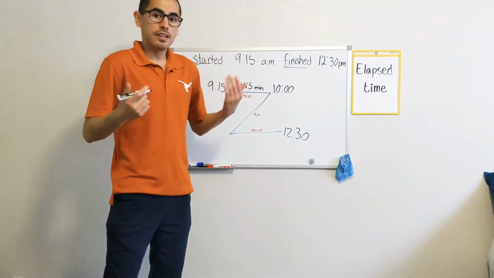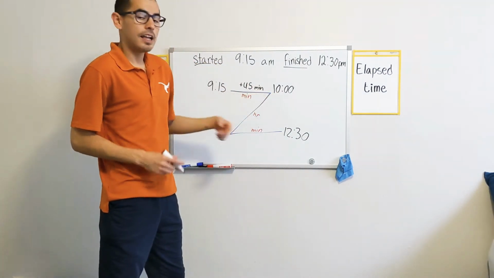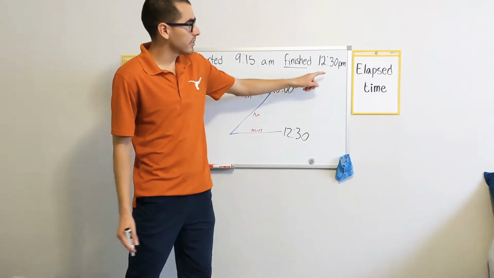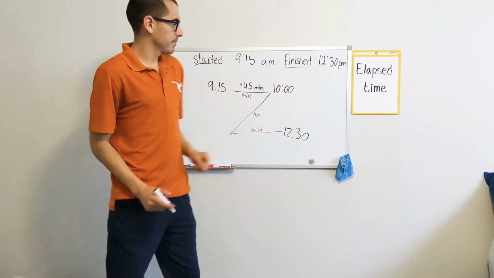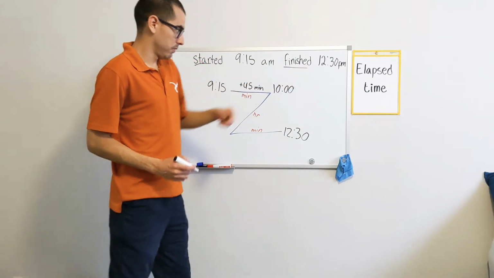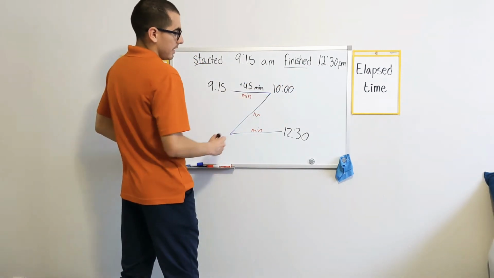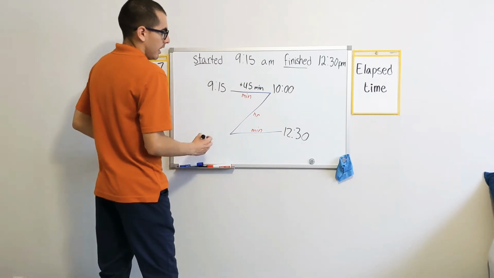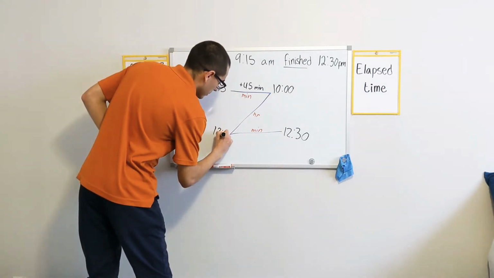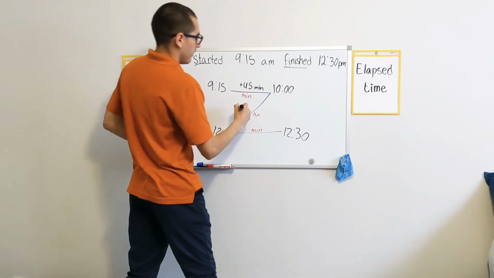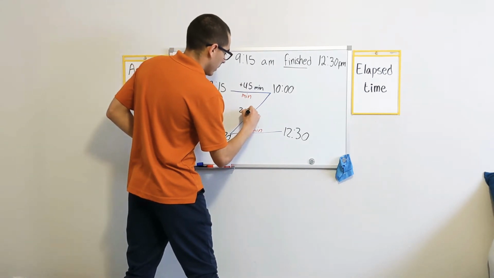Then the next step is I'm at 10. I know I need to ultimately get to 12:30. So I need to get to 12. Now here's the hours part. To get from 10 to 12, I know I would have to add 2 hours.